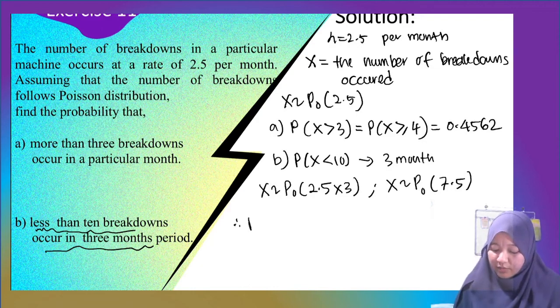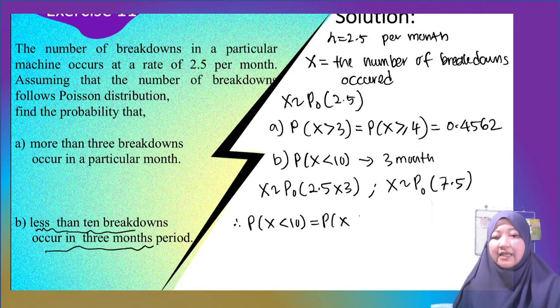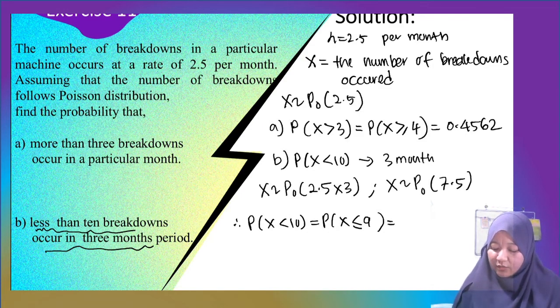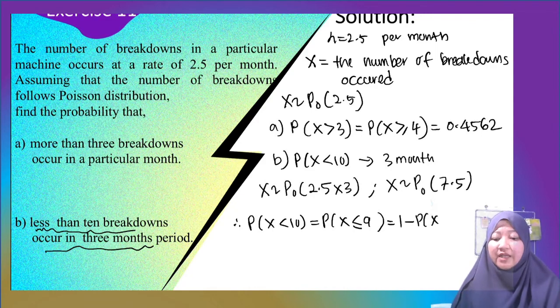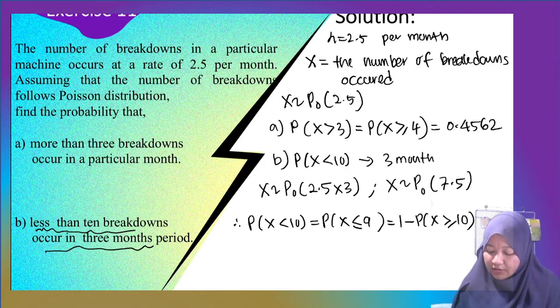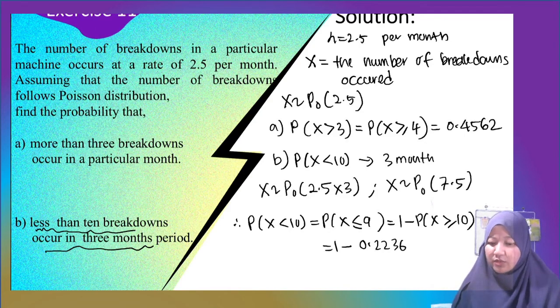So, probability X less than 10 equal to probability X less than or equal to 9. Okay, less than. That means kalau less than, awak nak guna table. Kalau awak nak guna table, kita kena gunakan satu lagi formula. 1 minus probability X greater than or equal to 10. Okay, so 1 minus 0.2236. So we have 0.7764.